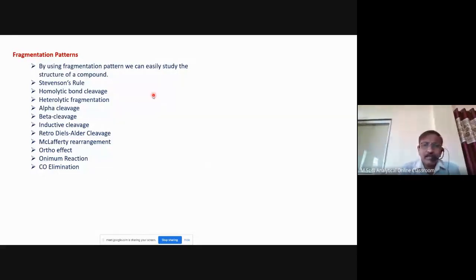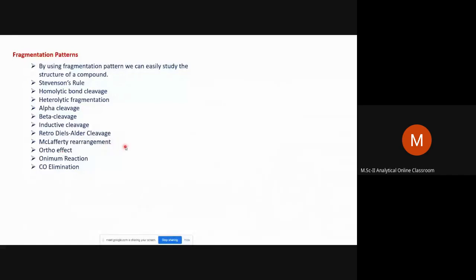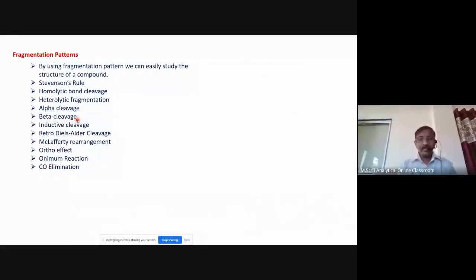Now, as there are so many fragmentation patterns in mass spectrometry, by using fragmentation patterns we can easily identify the structure of compounds. That is Stevenson's rule: homolytic bond cleavage, heterolytic bond cleavage, alpha cleavage, beta cleavage. There is inductive cleavage, the most commonly used retro-Diels-Alder cleavage, McLafferty rearrangement. Some effects are also there. Some eliminations are there. So there are so many reactions carried out in this case, and we can get a number of fragmentation patterns. There are so many cleavages, and it requires a lot of time to explain in detail. But from an analytical point of view, it is sufficient to be aware of the McLafferty rearrangement, but you should know how the peaks are obtained by using a number of fragmentation patterns.